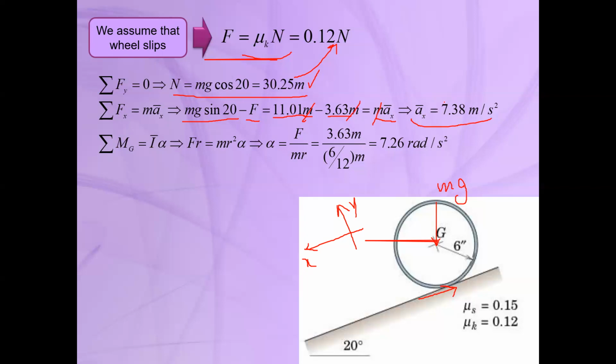In the previous assumption, we found out that ax is equal to r times alpha. But here you can see that ax is equal to 7.38, and it's not equal to r alpha. So in the next step, we need to calculate the alpha. For this purpose, again, we can write the moment equation about the mass center. If you write the moment equation about the mass center, again, the weight does not have any moment about this point. We have this force N. This force N, again, it doesn't have any moment.